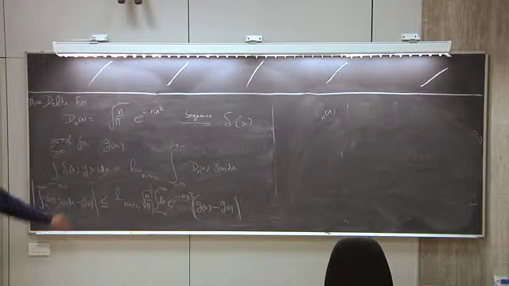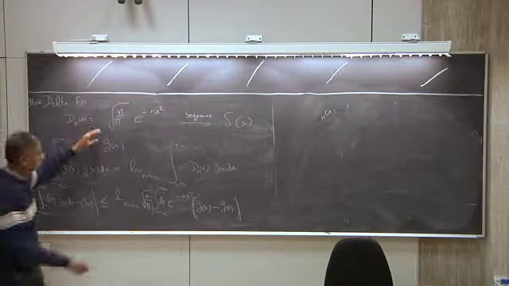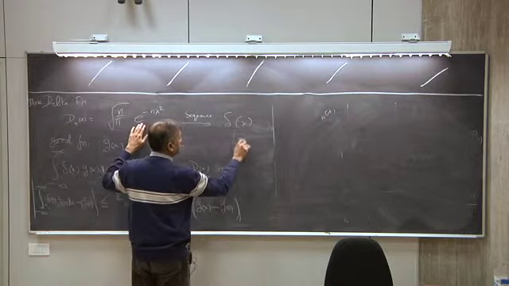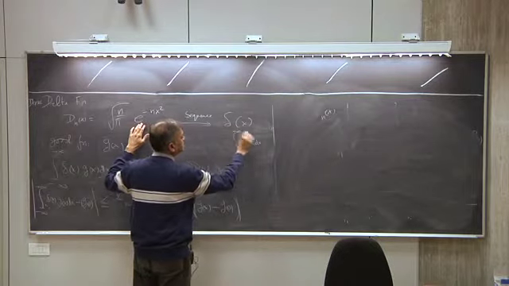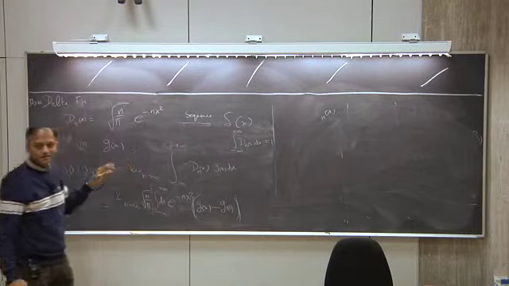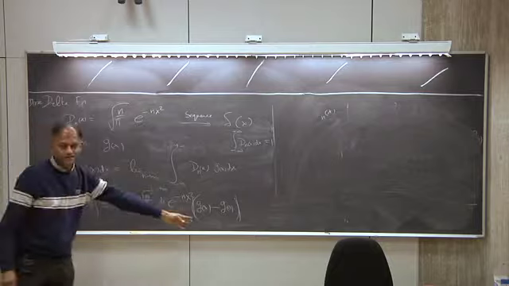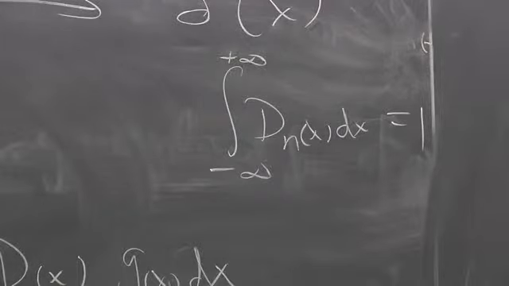So that's a special case, because this was true: this was the integral of dn(x) dx from minus infinity to plus infinity, and this was actually equal to 1. So I just replace this 1 by that integral, times g0, g at 0.